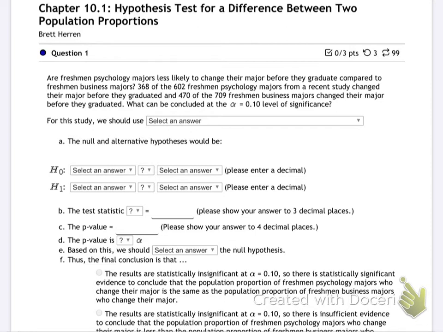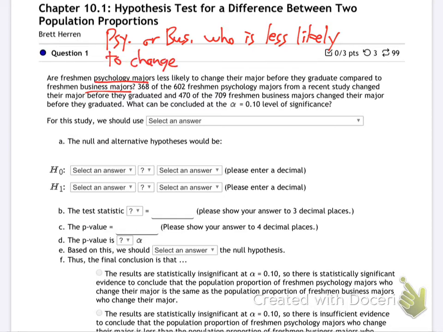We're going to compare here. We're trying to answer a real-life question. We're going to compare psychology majors and business majors, and we're asking who, psychology or business, is less likely to change their major. That's what they're asking. So they did a study on this, and here's how it went.